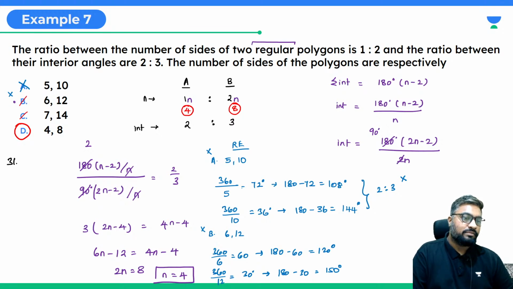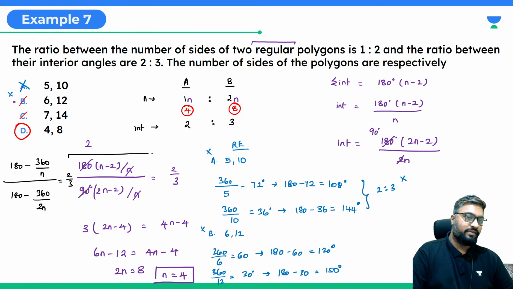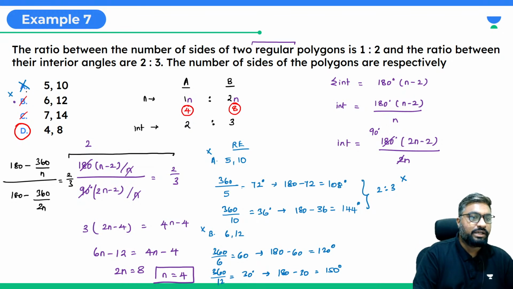360 by n will give you the exterior angle. So subtract from 180: 180 minus 360 by n. This needs to be compared to 180 minus 360 by 2n. This ratio should be 2:3. So it comes to the same place. We'll reach the same place. So reverse engineering could be your only alternative.